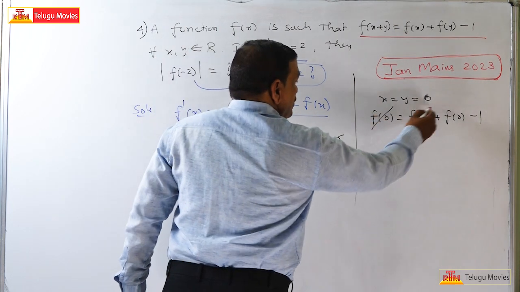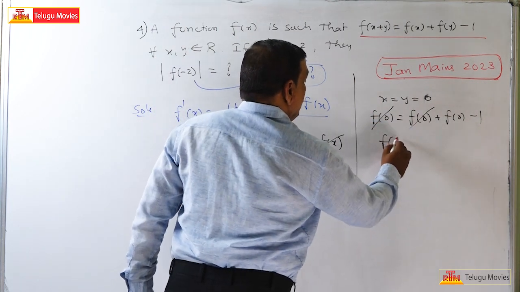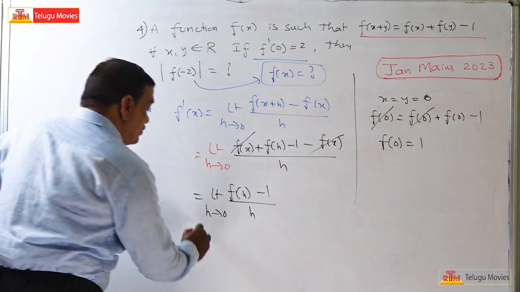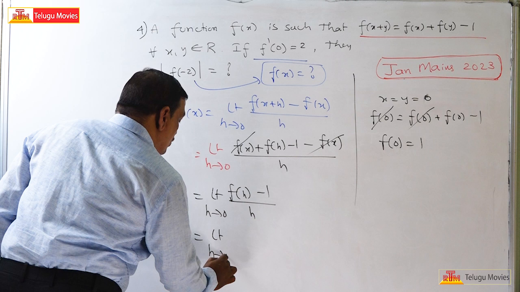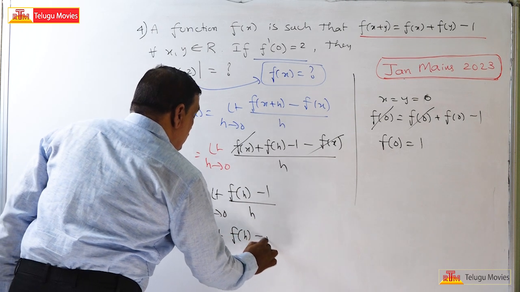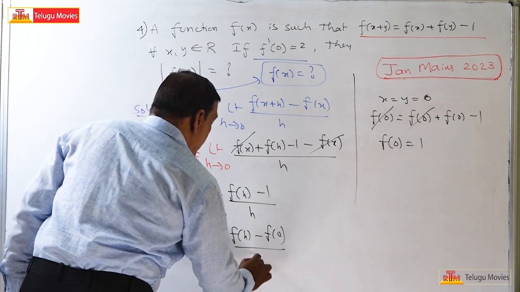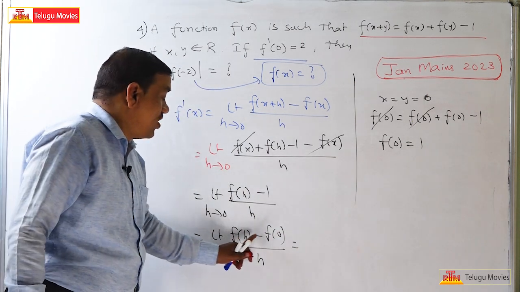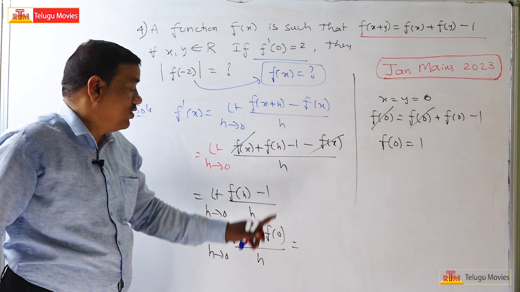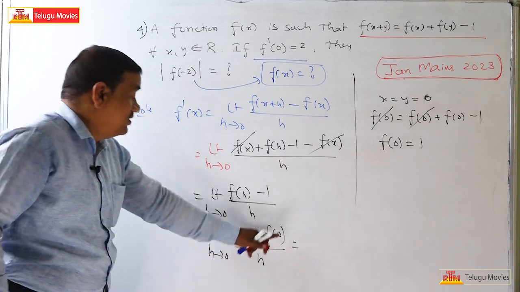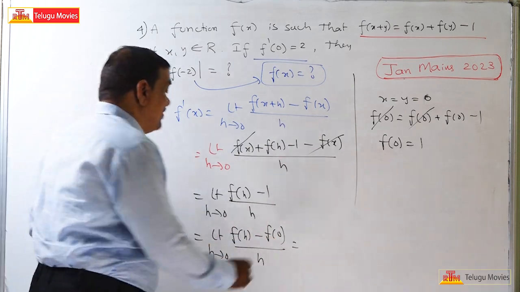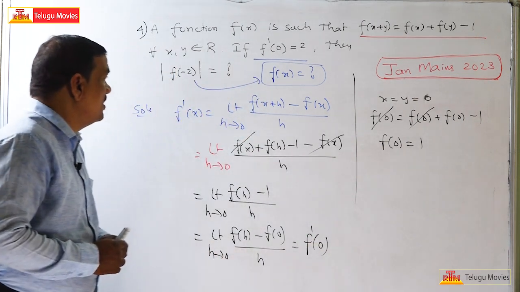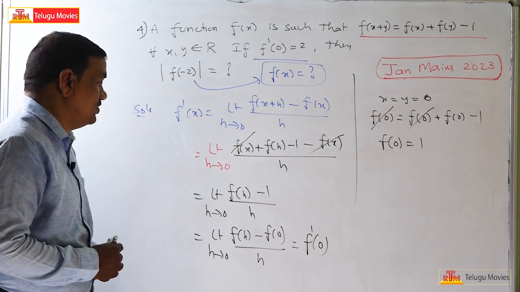Okay, so f of 0 cancels, f of 0 is equal to 1. Therefore this is equal to the limit as h tends to 0 of f of h minus f of 0 by h. In place of 1, I can write f of 0 by h. This is nothing but the definition of f dash of 0.